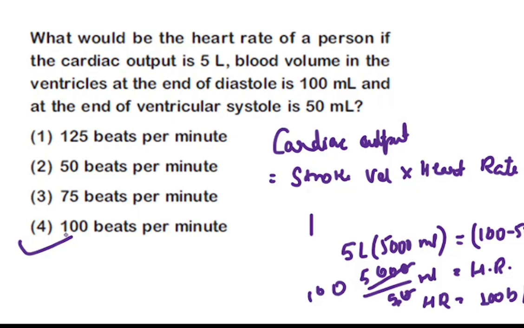Now I hope all three types of questions are clear. The first is talking about the sequence, how the conduction system runs in sequential manner for circulation. Then we talked about the ECG graph, and then the cardiac output calculation, how we can calculate it.